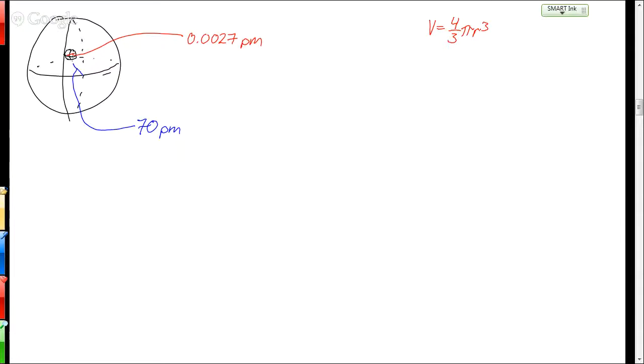So that means here the volume of our nucleus is going to be 4/3 times pi times 0.0027 cubed. And then the volume of the atom is going to be 4/3 times pi times 70 picometers cubed. So anybody, I don't think my calculator is fancy enough for this, but maybe. I don't know, somebody else type it out, see what you get.